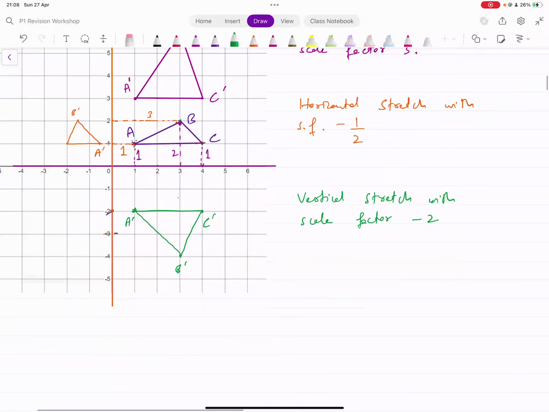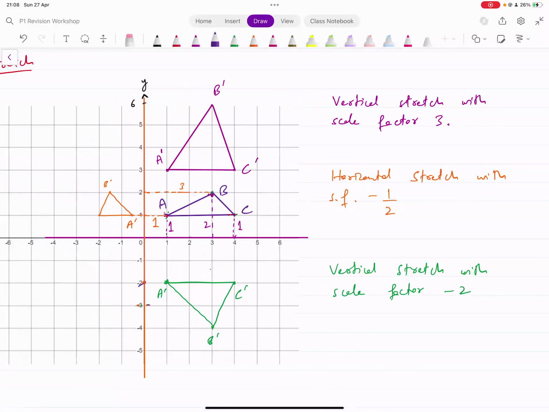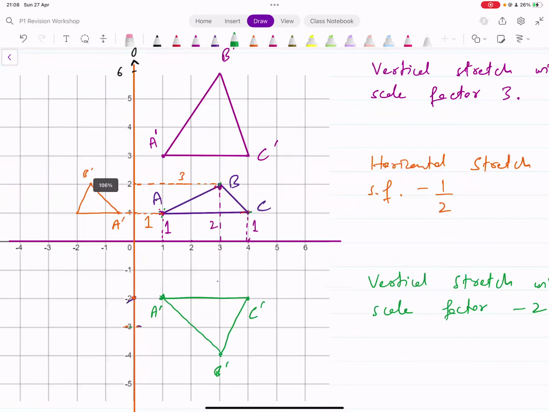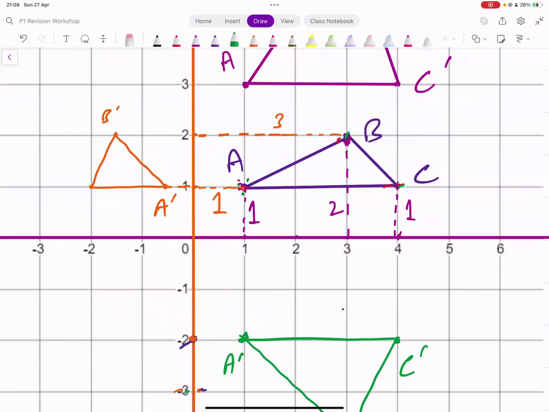In horizontal stretch, you think about the distance from the vertical axis, the distance from the y-axis. So, for example, if ABC was the original figure, and you want to stretch this by a scale factor of -1/2, what would you do? You would say point B is 3 units away. You multiply that 3 by -1/2, and that becomes -3/2. That's where the point B is going to be.